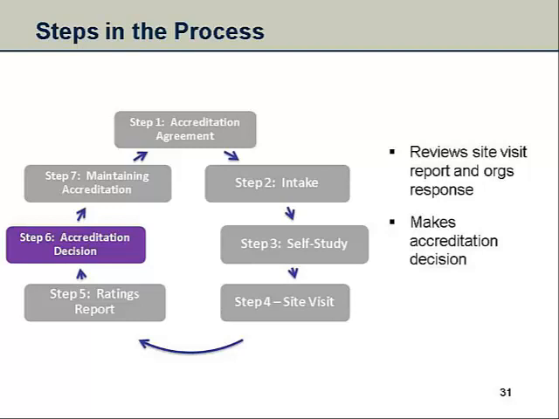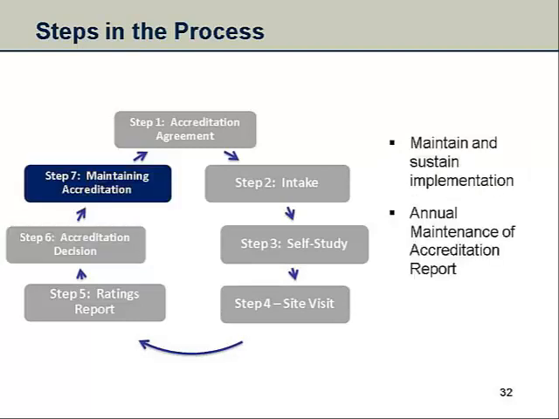Following that, once you've got your accreditation decision, you go into what we call the maintenance of accreditation phase, where you are accredited now and you stay on top of the standards. You maintain your accreditation. You maintain implementation of the standards. There'll be an annual maintenance of accreditation report you'll submit, and then hopefully you'll get a letter from us 18 months prior to your expiration date asking you if you want to re-up and go through the process again.